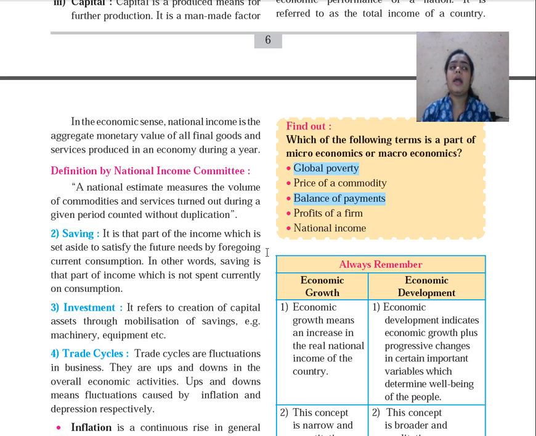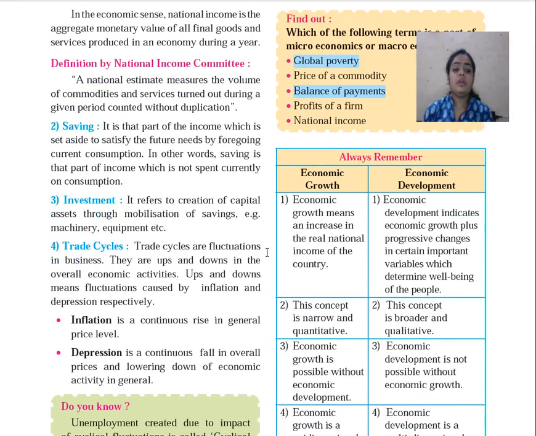Suppose I want to buy a car next year. I will make a habit of saving my amount right from now till the day I want to buy my car. Then I will take that saving and invest it into a car. This is called investment. Then we have trade cycles.